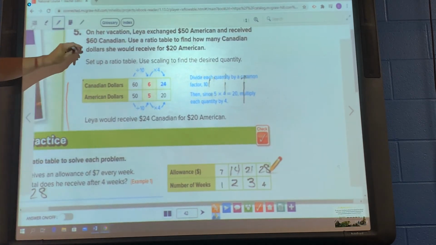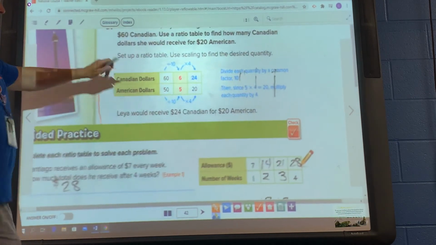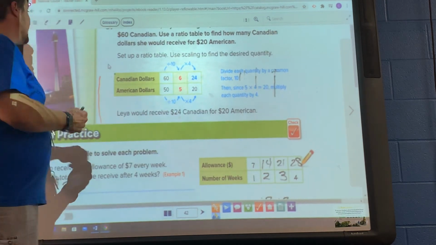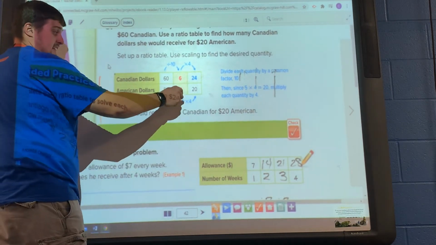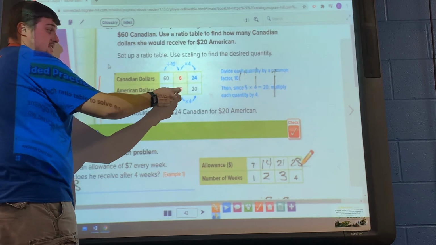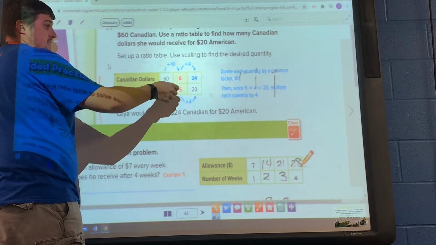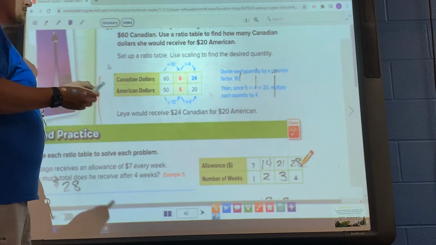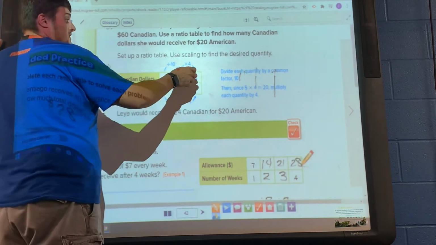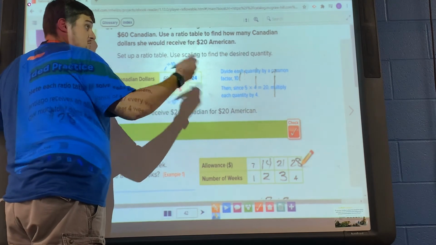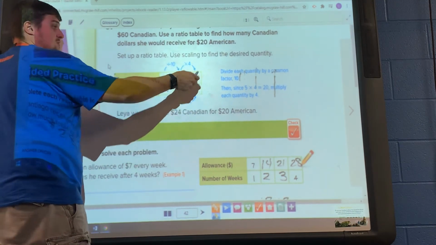Okay, so basically, you could put 10 in here. We could have done 10. So if you do 10 in here, 50 divided by 5 gets you 10. Well, you gotta do the same thing up here. 60 divided by 5, that would be 12. So then, how do you get from 10 to 20? Well, you multiply by 2. Well, 12 times 2 is 24.